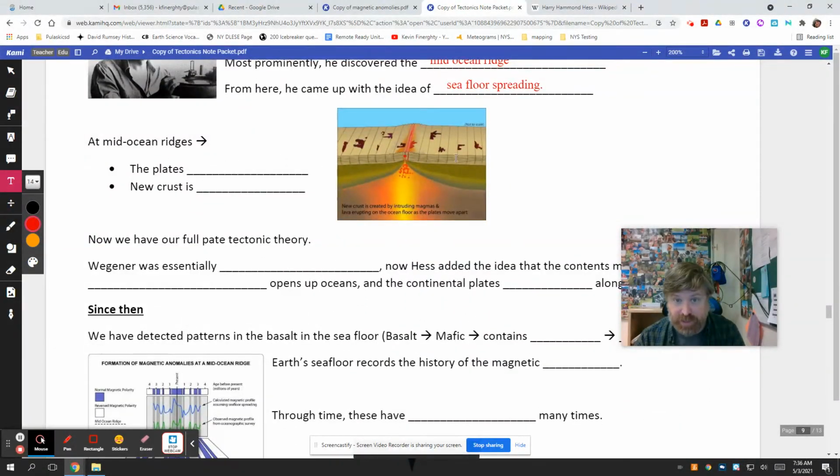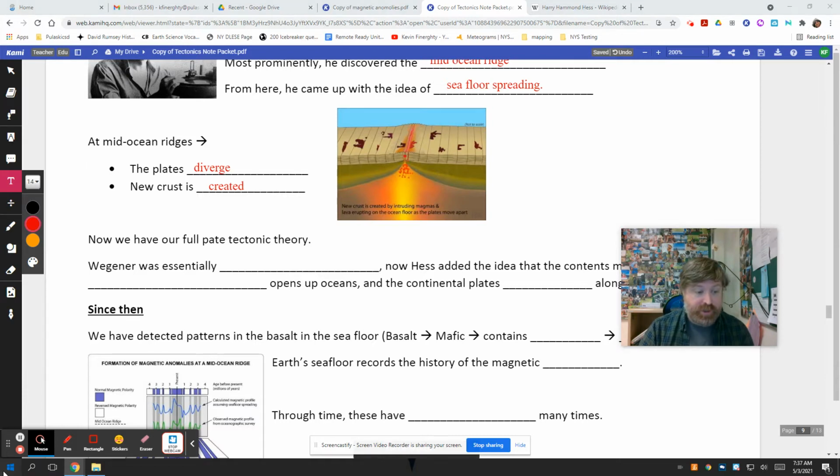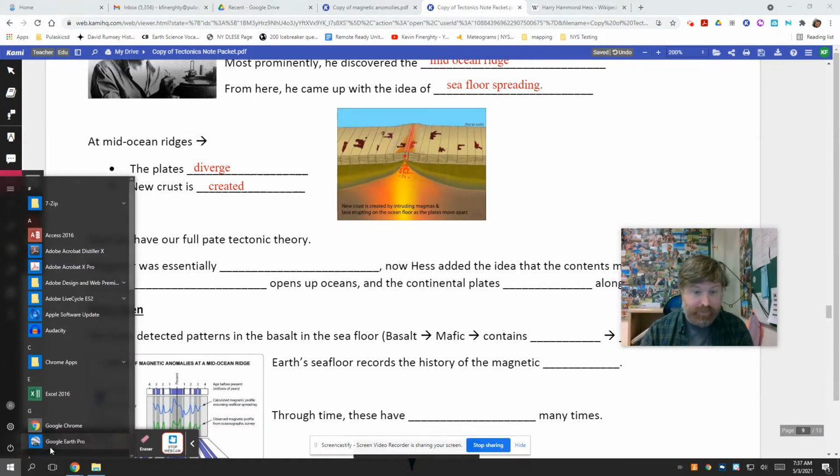Okay, there's always a spread. That plate's going that way, that plate's going that way, like two conveyor belts at the grocery store rolling away from each other. So at mid-ocean ridges, the plates diverge. We should be comfortable with that by now. They're spreading apart, and brand new ocean crust is created. Day by day, somewhere along that mid-ocean ridge, like today, that's happening.